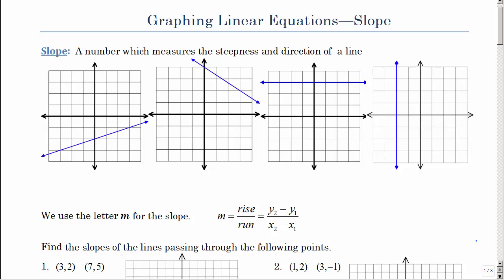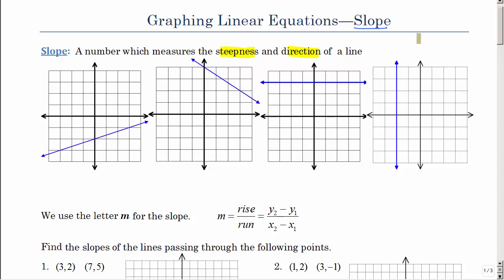So far we have had lessons on how to find solutions of the lines, how to graph lines using a table of values, how to graph lines using their intercepts. Now we're going to look at the slope, and then we're going to use that slope to graph the line. What is the slope of a line? Well, the slope is a number which measures the steepness and direction of a line.